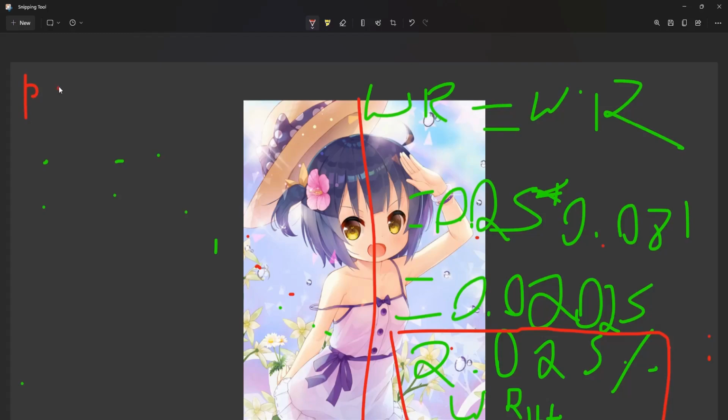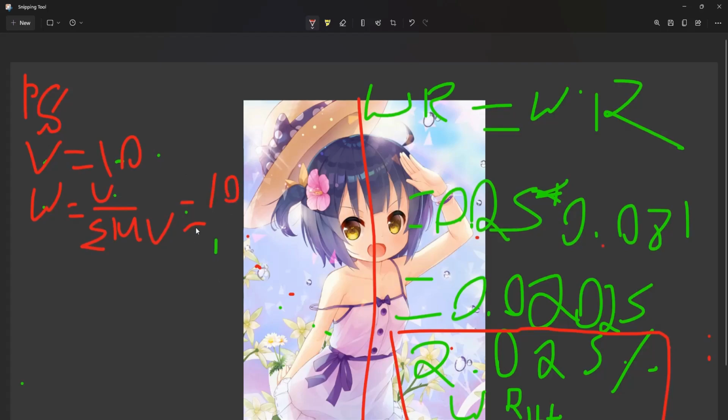So preferred stock is going to be value is equal to 10 million. The weight is equal to the value divided by the sum of market value. And this will give us 10 divided by 80, or 1 over 8, which is 12.5%. We know that the rate is 8%. It's given to us in the problem. There's no need to do a fancy calculation for it.